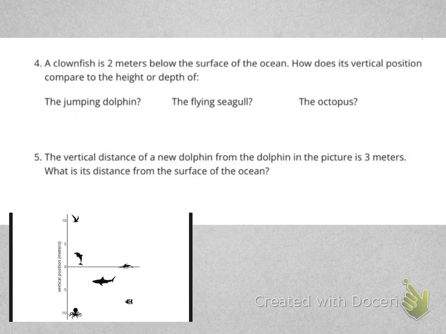Alright. Number 4. A clownfish is 2 meters below the surface of the ocean. How is its vertical position compared to the height or depth of blank? Alright, so we got a clownfish. He's 2 meters under the ocean. So I'm putting him there. He's going to be my little red dot. Alright. So compared to the jumping dolphin, he is lower because here he is. Here's the dolphin. He's below sea level. The dolphin's above. So he is going to be lower.